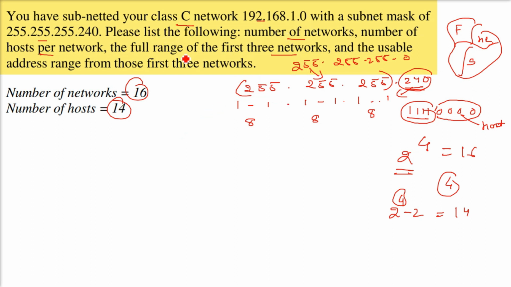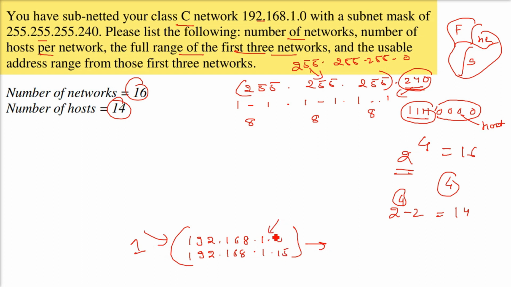And also you have to list the full range of the first 3 networks. Okay, alright? So we have 192.168.1.0. We have to do 16. So 192.168.1, if you start from 0, it will be 15. This is the first range. 3 ranges we have to give. I am telling you about the first. What is the usable? First and last you cannot use. First is the network address, and the last one is used for the broadcast.